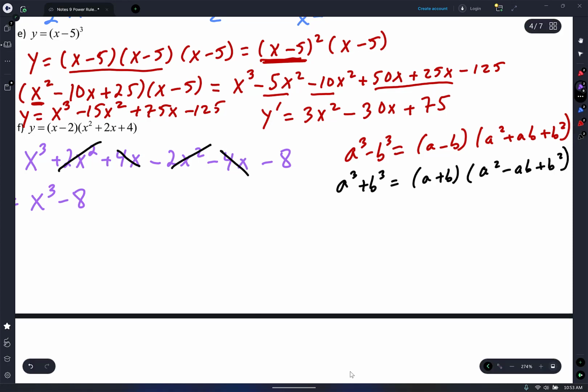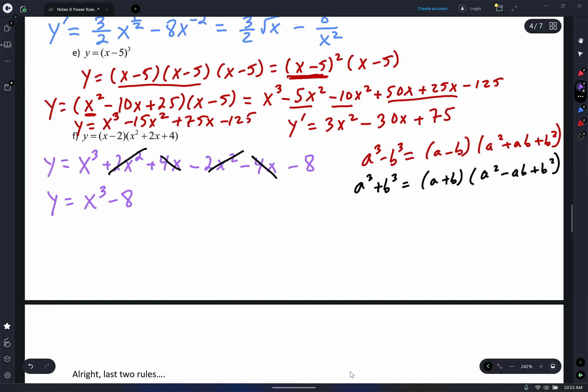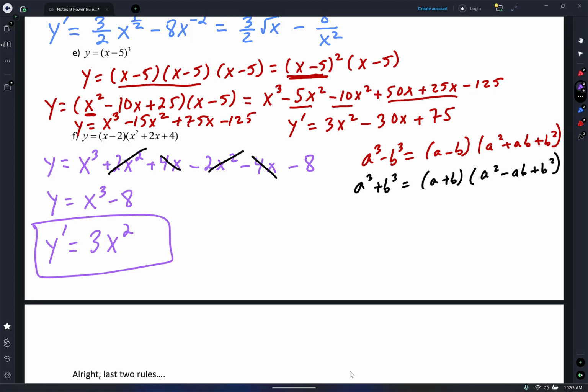Okay. All right, here we go. Y prime. What's the derivative of x cubed? What's the derivative of 8? There it is. That's it. How do we feel? All right.